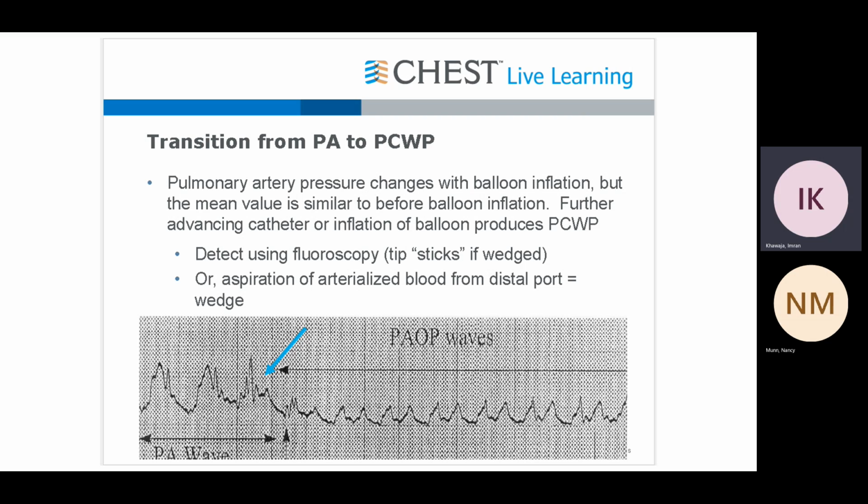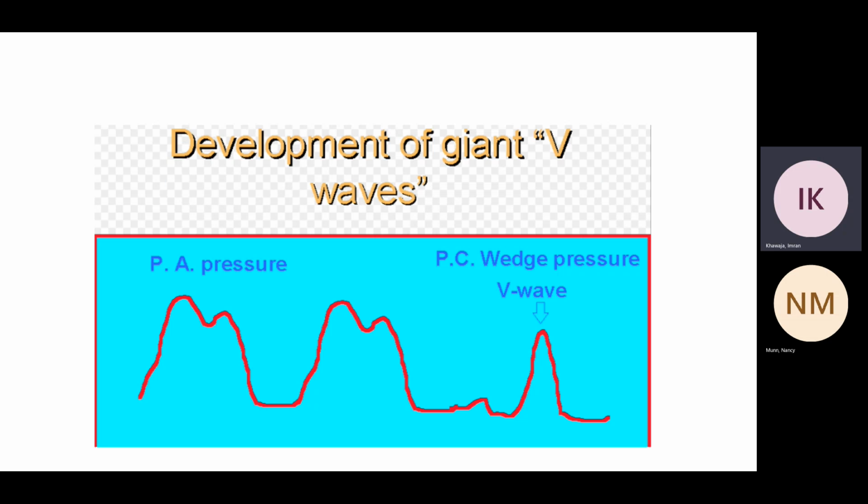That's the normal transition from the PA to the wedge. And if you have mitral regurg or other conditions, it will be a taller V wave. Then you deflate your balloon and then you get back in. That's what we call the giant V waves.